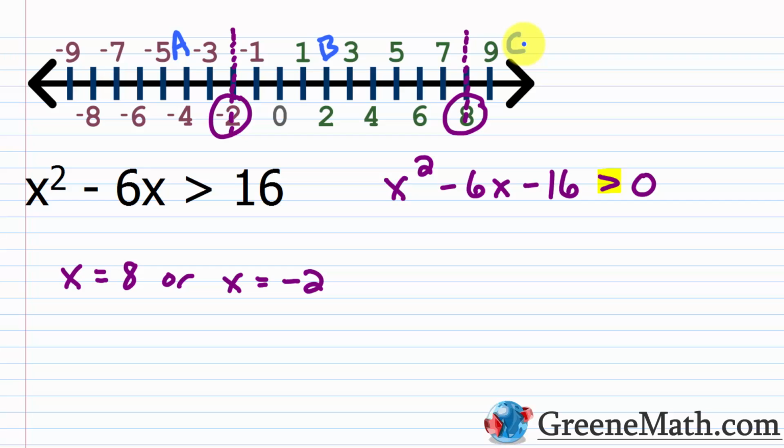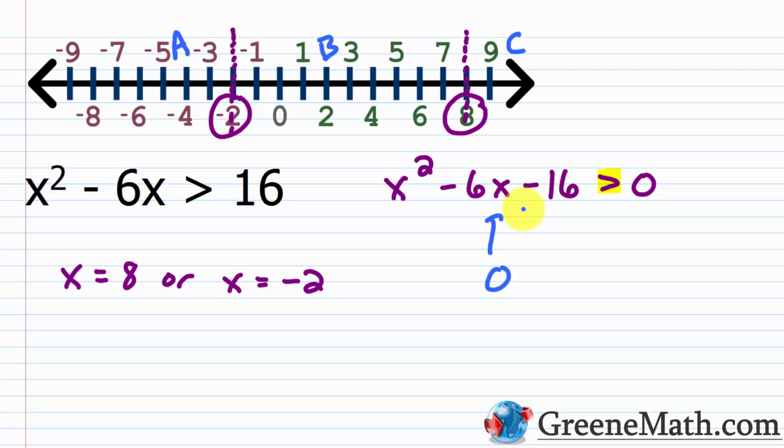And the reason this works is that, again, at 8 or negative 2, the left side here is going to be 0. Now, all other numbers other than 8 or negative 2 will make the left side either negative or positive. And the sign of the quadratic expression can only change from positive to negative or negative to positive at a number that makes it 0.